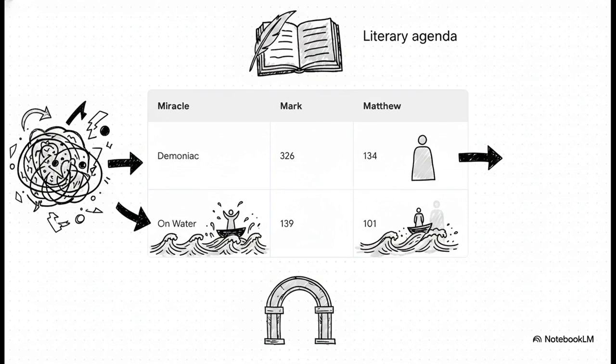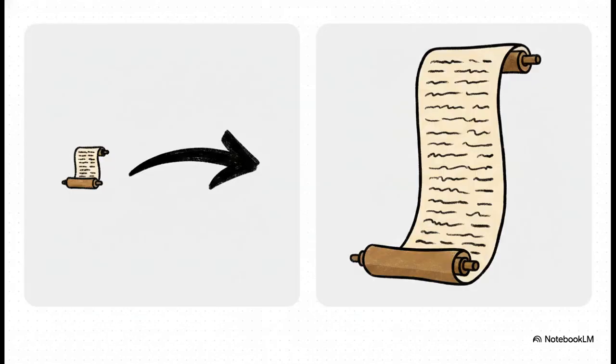For instance, Mark tells the dramatic story of the demoniac in 326 words. Matthew collapses the whole thing down to just 134 words. Or how about Jesus walking on water? Mark uses 139 words. Matthew shrinks it to 101 words, and get this, that's even with Matthew adding an entirely new element about Peter getting out of the boat. He literally boils down the physical action so he can focus on something else entirely. So what is he focusing on?